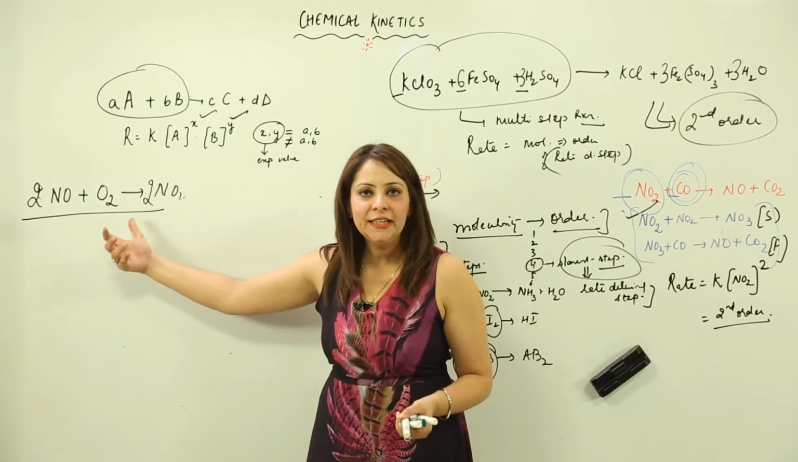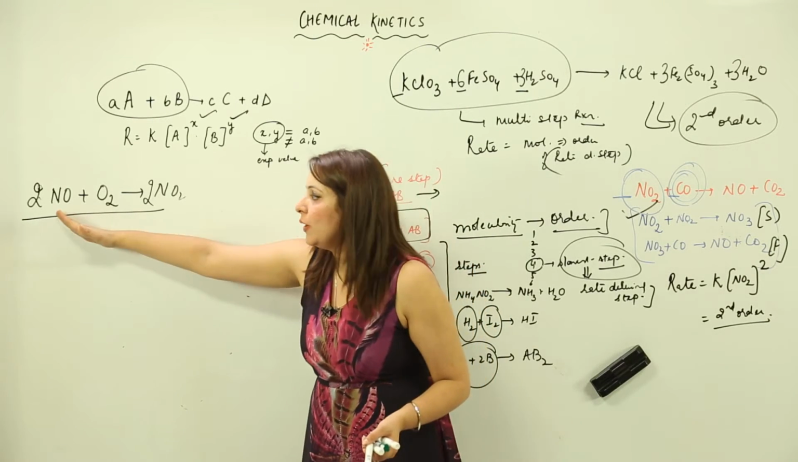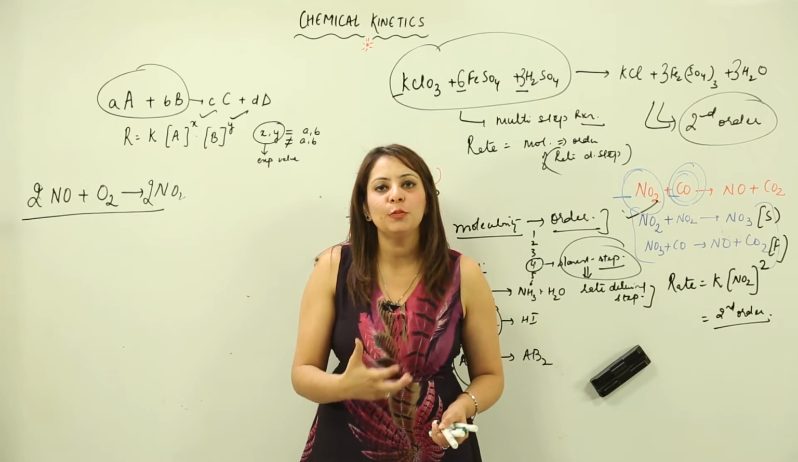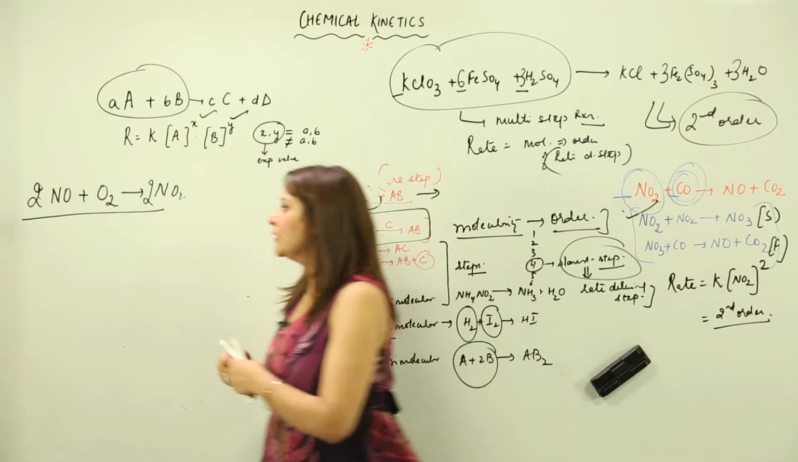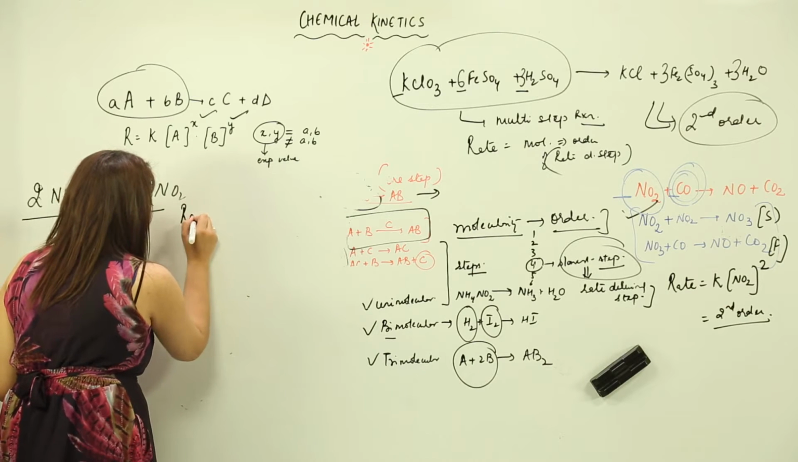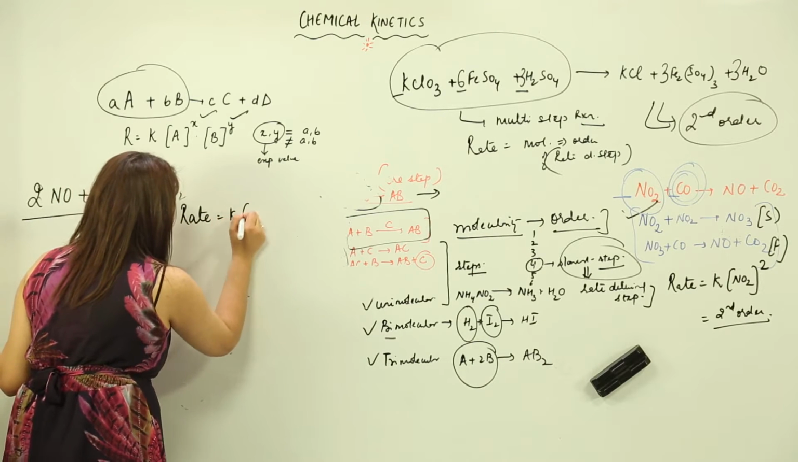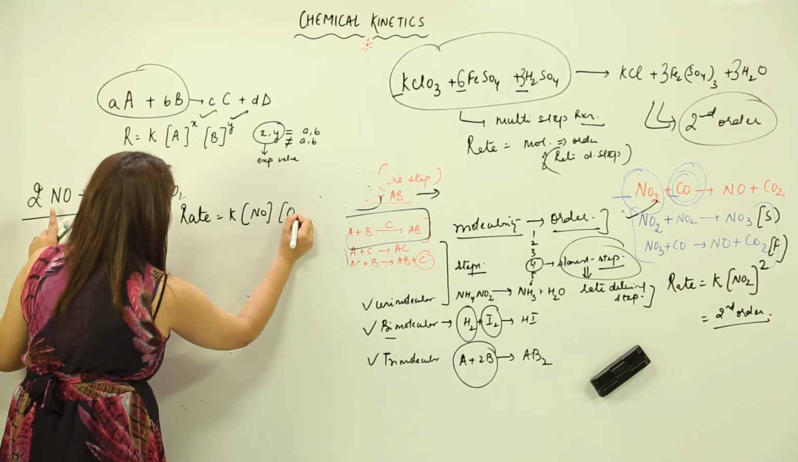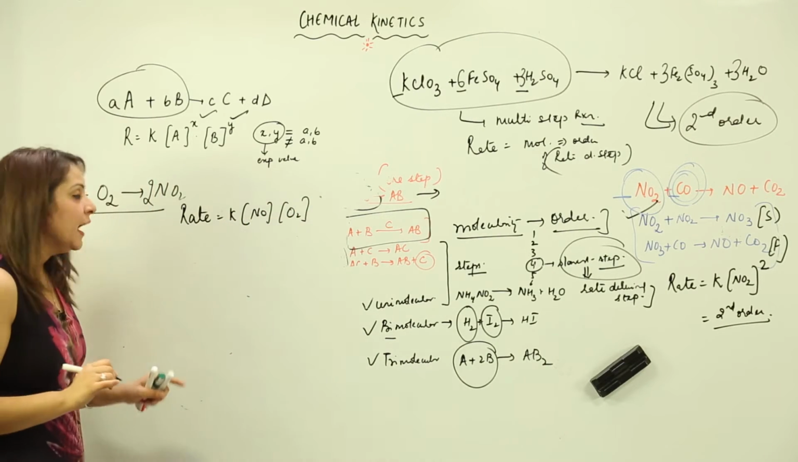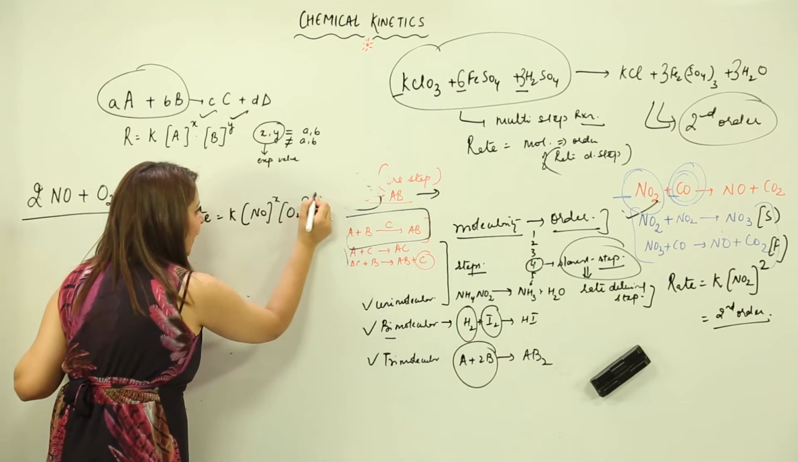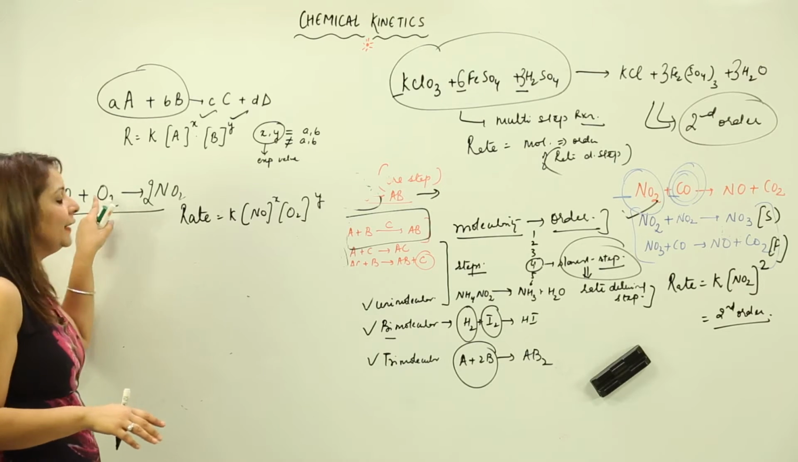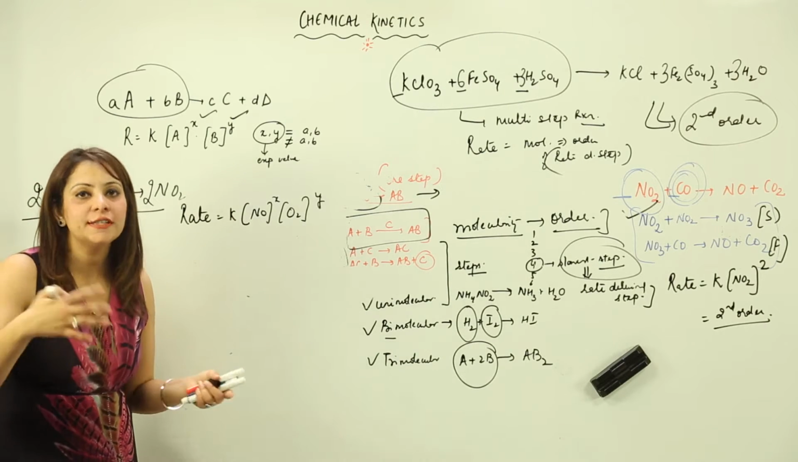Now I have a second example for you. We have 2NO plus O2 forming 2NO2. If I ask you about the rate expression, obviously you are going to say that it will be written as rate is equal to K, concentration of reactant into concentration of other reactant. And this I am indicating by x and y, because we do not know whether x and y are similar to this 2 or 1, that is the stoichiometric coefficient, or different from that.